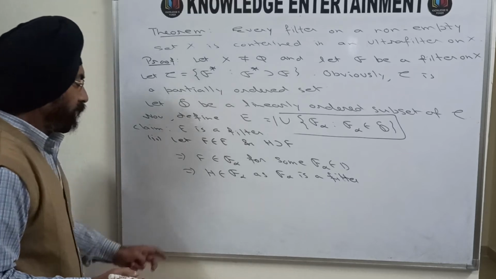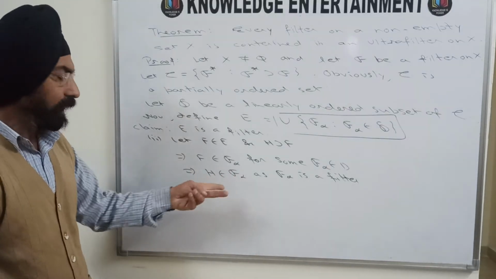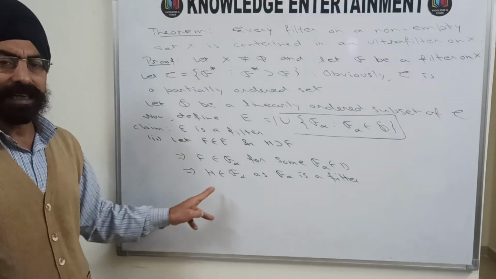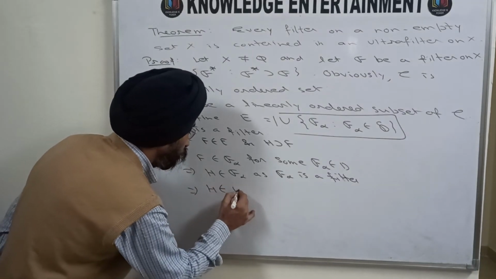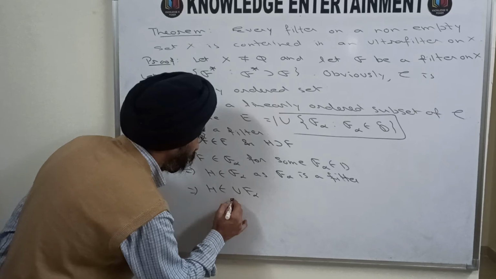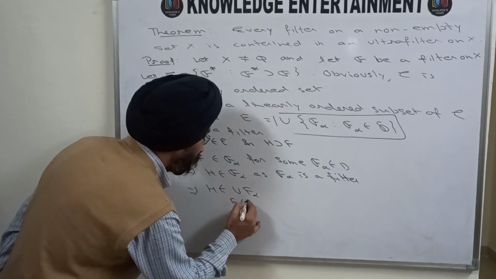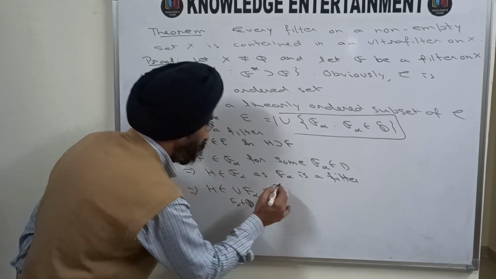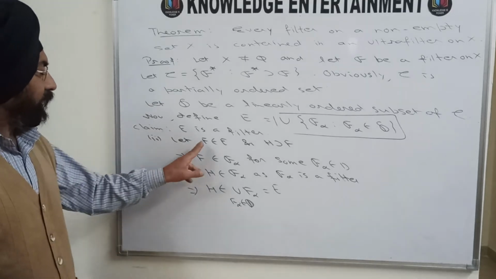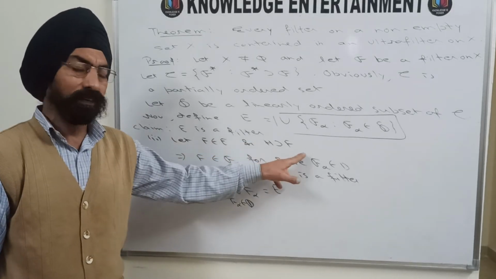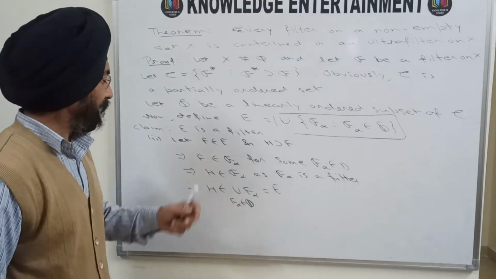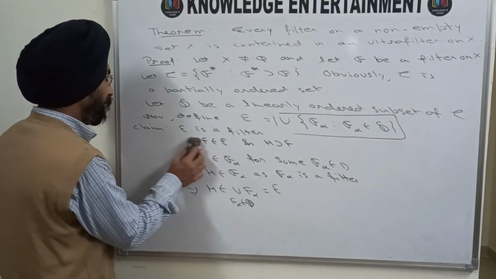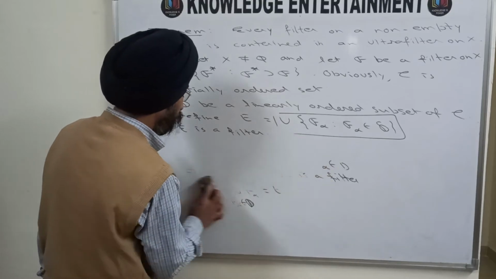Now H belongs to F alpha, so H belongs to their union also. So this means H belongs to the union of all F alpha belonging to D, which is nothing but E. So what we have shown is that if F belongs to E and H is a superset of F, then H also belongs to E. And this is the second condition to prove that E is a filter. Let us see the third condition now.